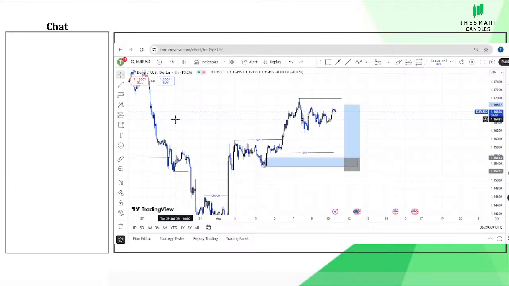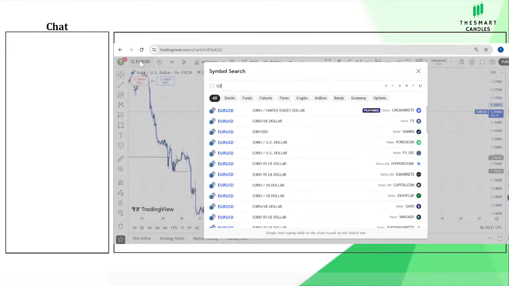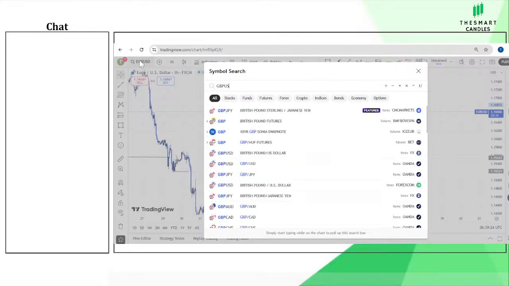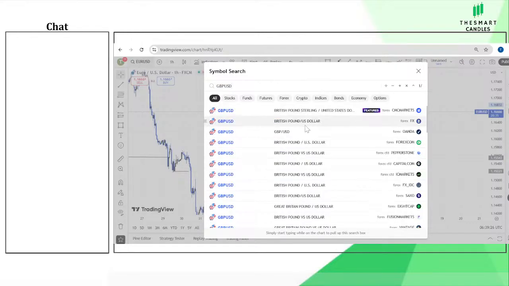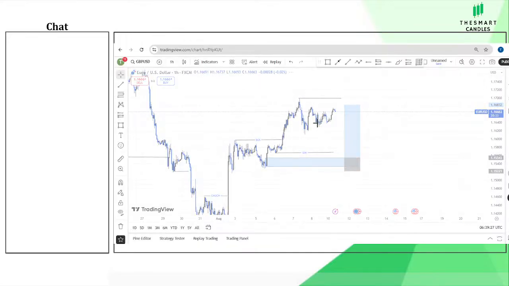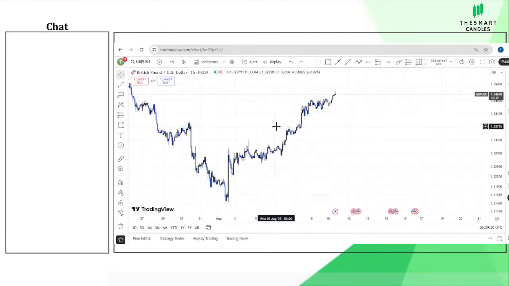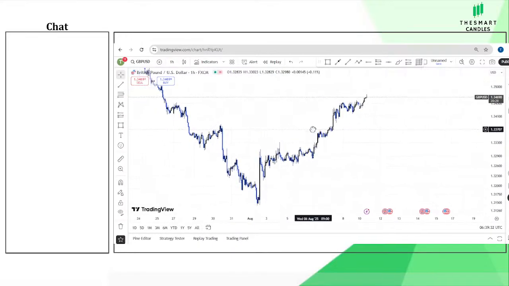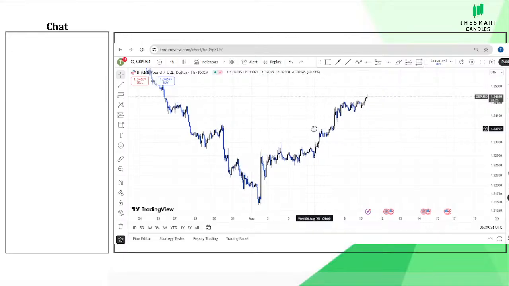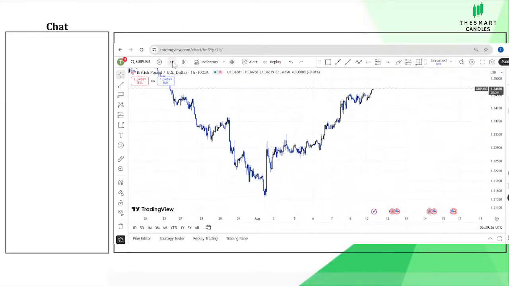I'm more bullish on EU. I want to see this correction to the downside before we take a buy to continue the price action. So let's look at GBP USD. GBP USD is very, very bullish.